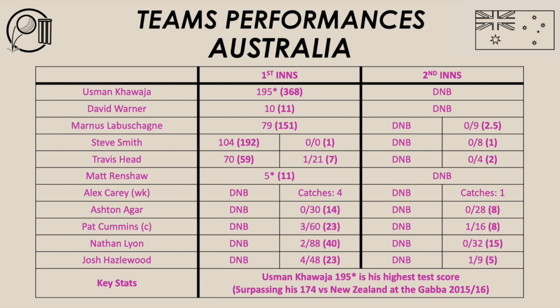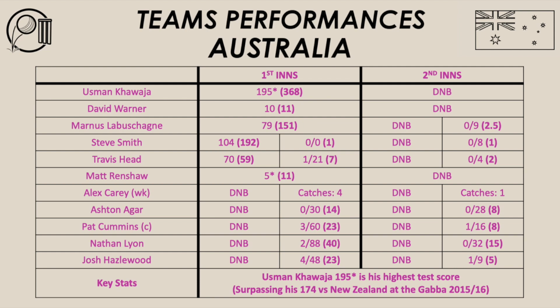Once again, there was another dominant batting display from Australia. Usman Khawaja was by far the standout batter for Australia, scoring a career best 195 not out, which set up Australia nicely in this test match. Steve Smith scored his first century of the series and showed why he's one of the best batters going around. Travis Head's golden summer continues, scoring yet another quickfire 50. Australia's batters will be pleased with how they performed in this third test.